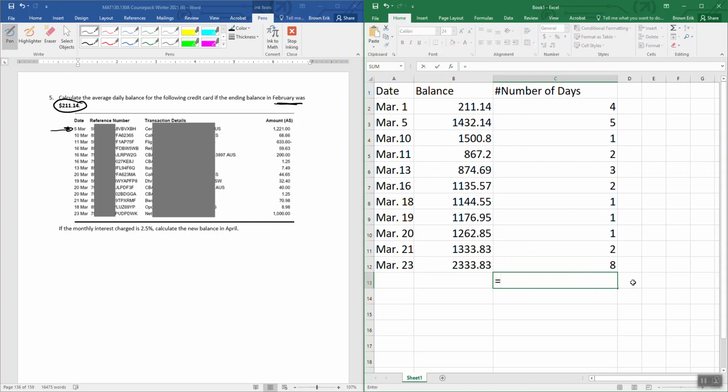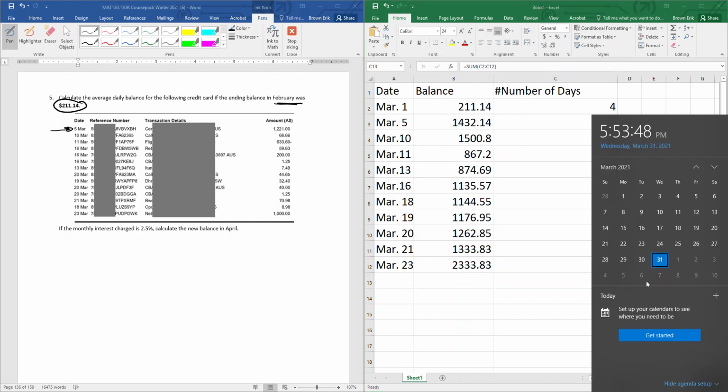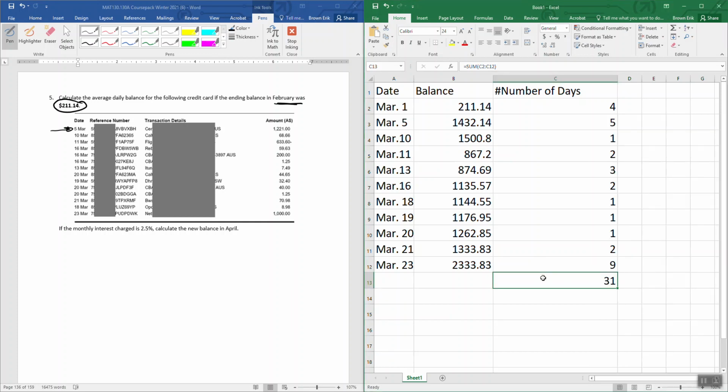Now let's double check that this adds up to 31 days. So I'm just going to do sum and add, and we're at 30 days. So yes, we have to include that 31st day there. Let me do that one more time. So we count from the 23rd to the 31st. I don't think I counted the 23rd. So 1, 2, 3, 4, 5, 6, 7, 8, 9 days. There we go. Now I've got it right.